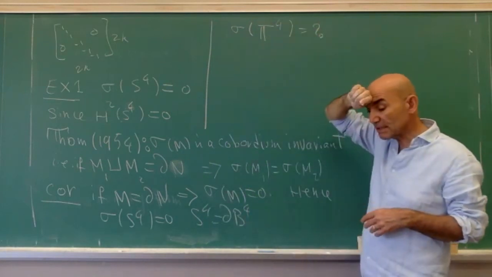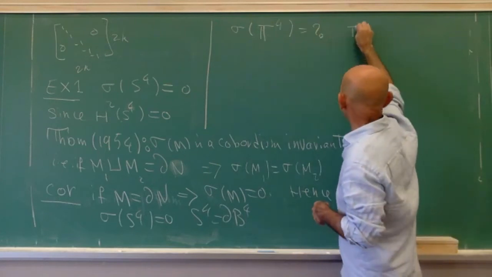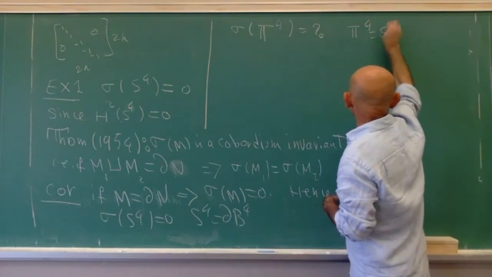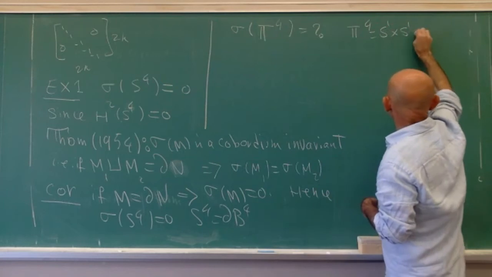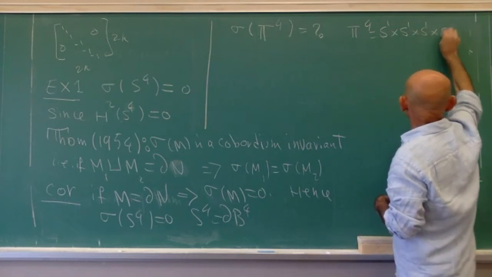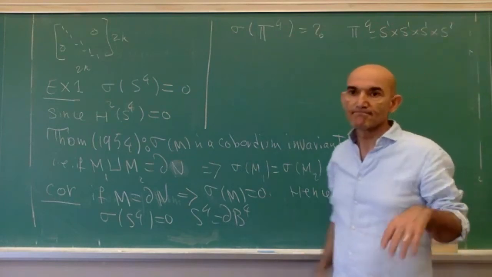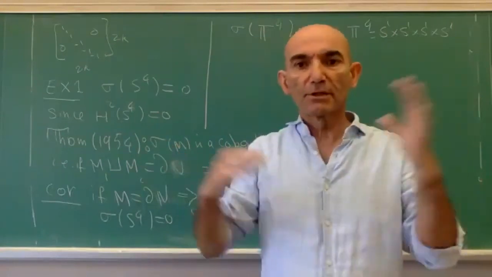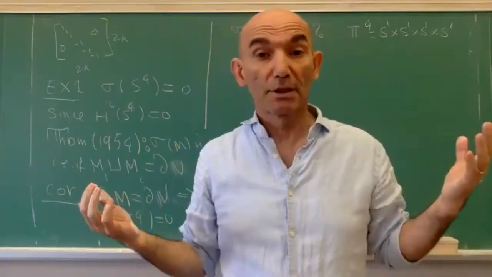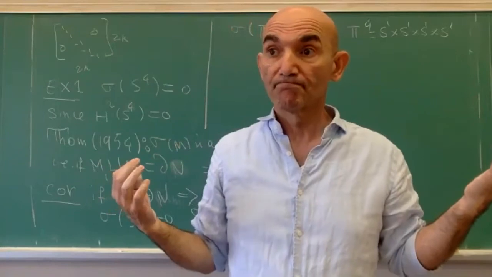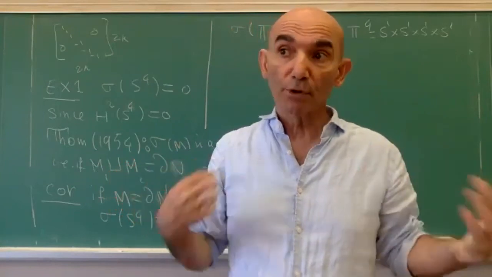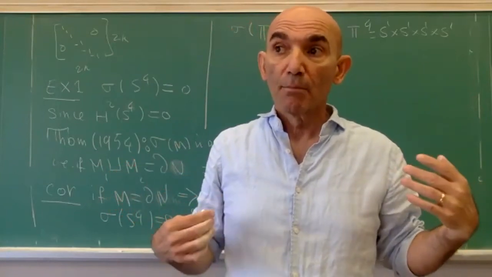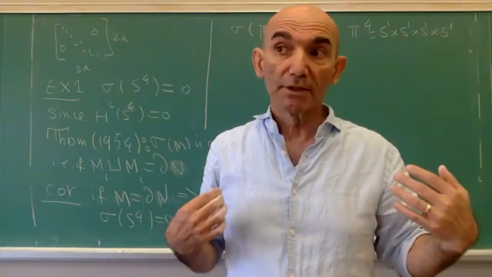So what is this T4? So T4, of course, we know is S1 cross S1 cross S1 cross S1. So 4 copies of circles multiply, you get S4, you get T4, the 4 torus. It's a closed oriented manifold, and the question is, what is its signature?